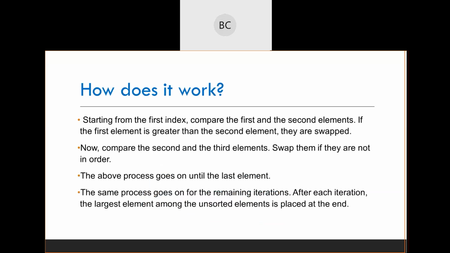Then how does it work? First you start with the first index. You compare the first and the second element. If they are not arranged, meaning the first element is greater than the second element, they swap. Then again you do the same thing for the second and third element, and swap them if they are not in order. This process continues until all the elements are in arranged position. After every pass, or each iteration, the largest element among the unsorted elements is placed at the end.